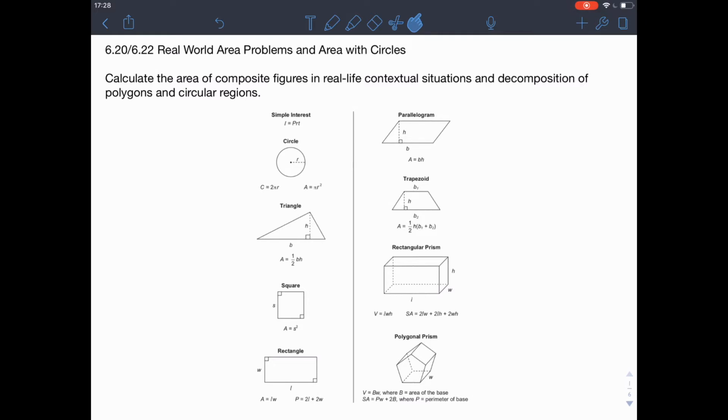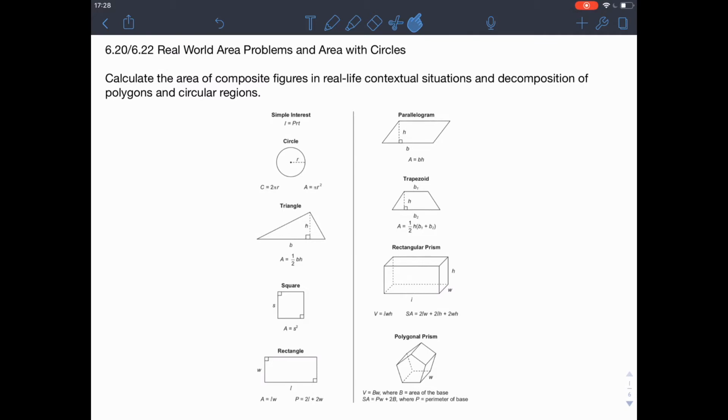In this video we're looking at lessons 20 and 22, Real World Area Problems and Area with Circles. Our learning goal is to make sure we can calculate the area of composite figures in real-life contextual situations and decomposition of polygons and circular regions. This will help us to master Standard 7.G.B.6: solve real-world and mathematical problems involving area, volume, and surface area of 2- and 3-dimensional objects composed of triangles, quadrilaterals, polygons, cubes, and right prisms.